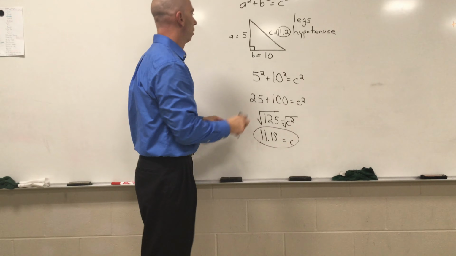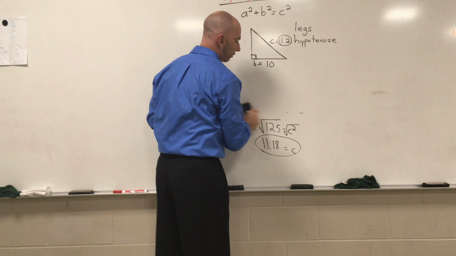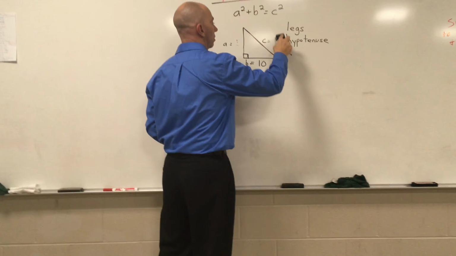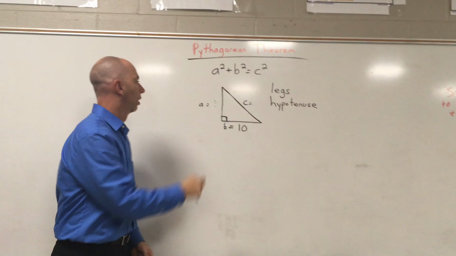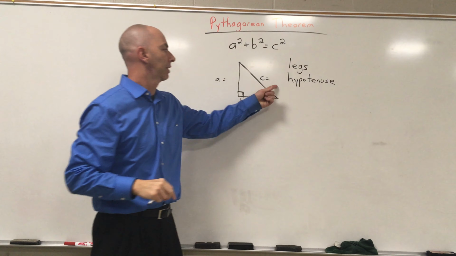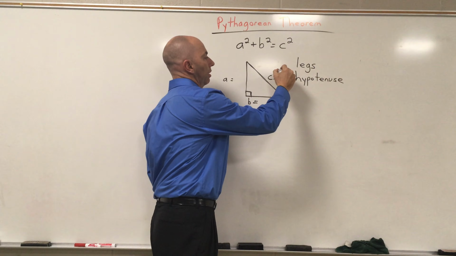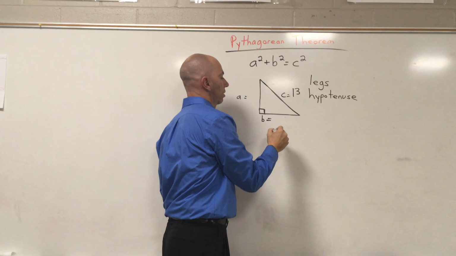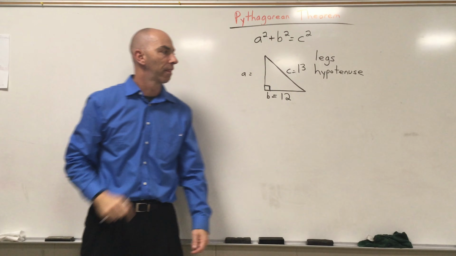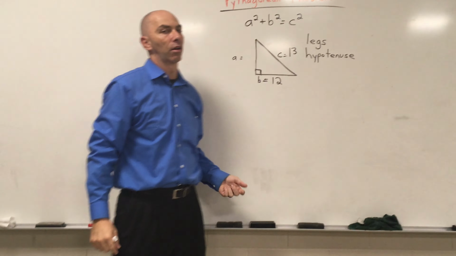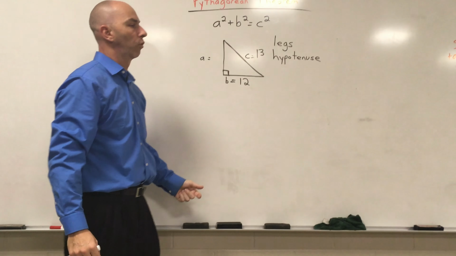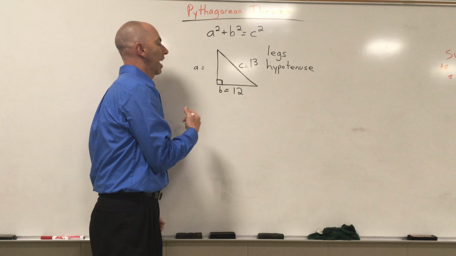All right, one more example, a little bit different, but still the same formula. What happens if they give you C? Let's go with 13, 12, blank. Okay, they gave us the hypotenuse on this one. So we still fill in the blanks of which one we have. But this time we're looking for A.